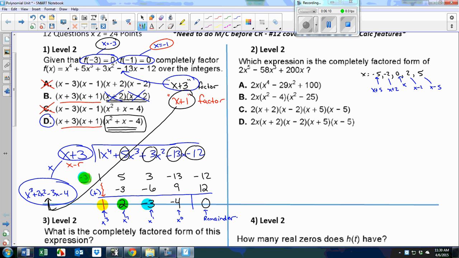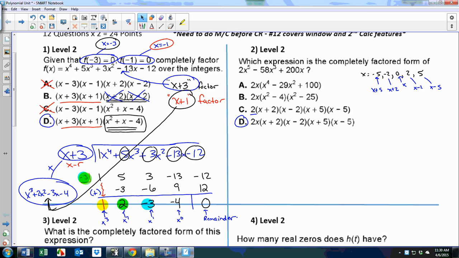It has those factors, so it's got to be C or D. Notice C doesn't have the x factor, so the answer is D. But what you'll really need for question number 1 is either what we did in question 1 on the constructed response, either what we just did about synthetic and long division, or you'll need to remember how to factor something.